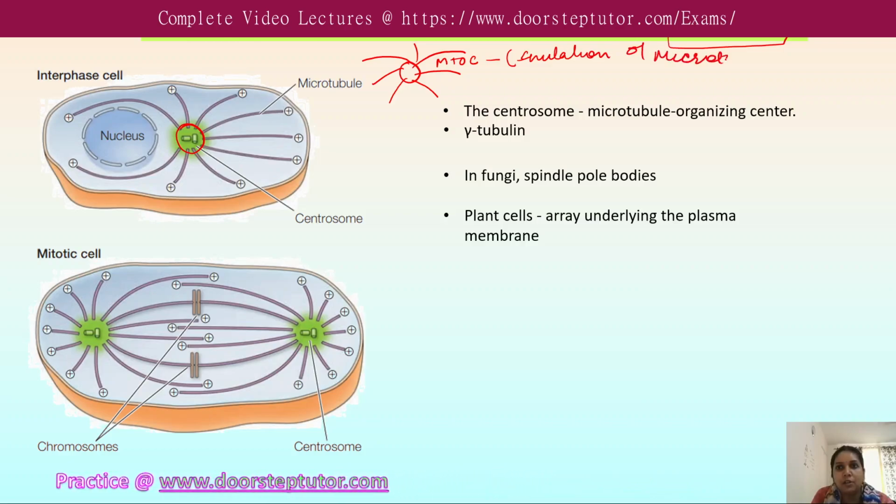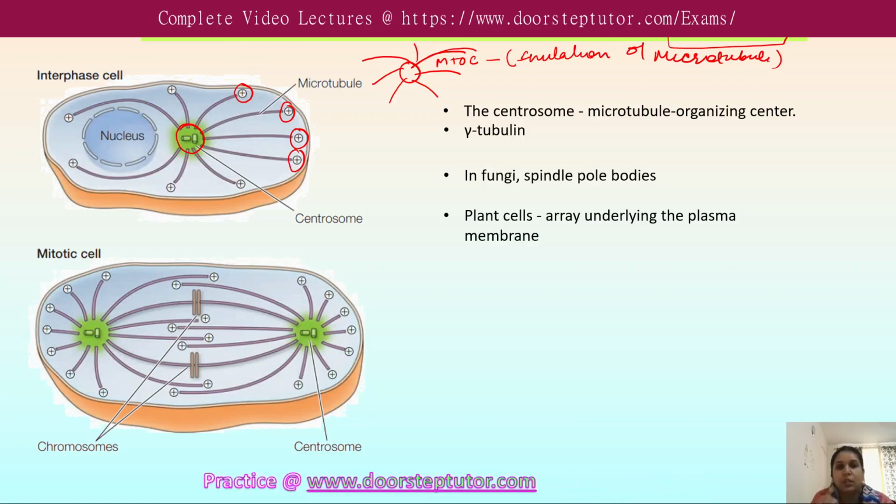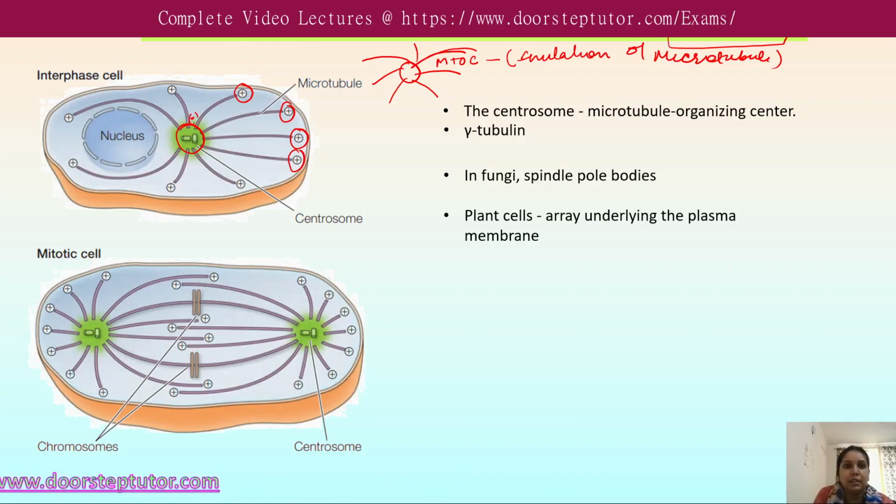And it is the only site which is responsible for the initiation of the microtubule, because it contains the gamma tubulin. So microtubules basically arise from the MTOC or the centrosome region, and extend outward in such a manner that the positive ends are present at the periphery of the cell, while the negative end, this one, is embedded inside the centrosome.